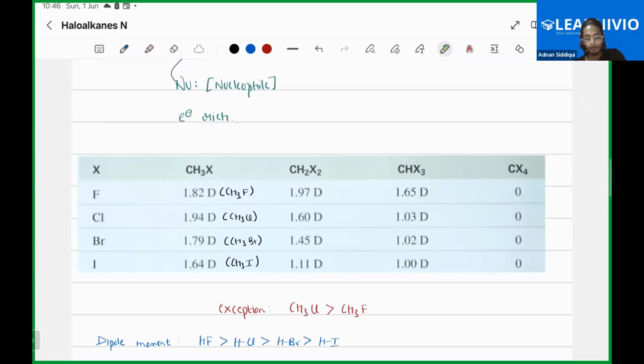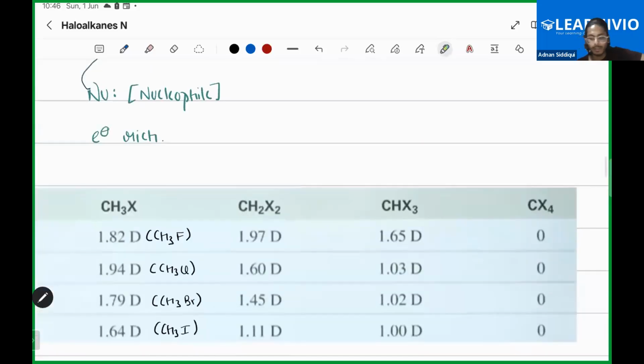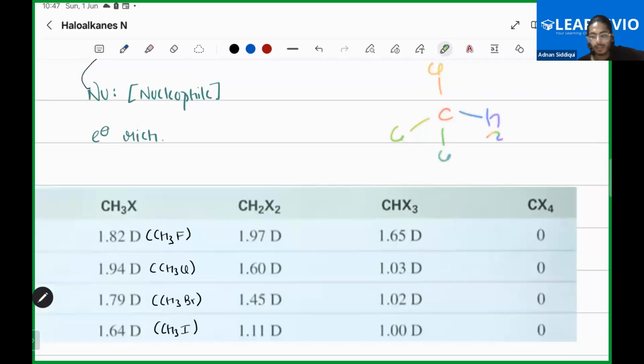But if we have a compound like CHF3, for example, or CHCl3 and so on, then there should be some certain dipole moment. For example, if I am drawing it like this, Cl, Cl, Cl and H, the dipole moment should be somewhere around here, right? So basically it will have some dipole moment in some certain direction.